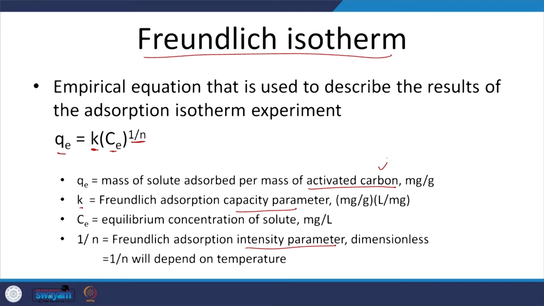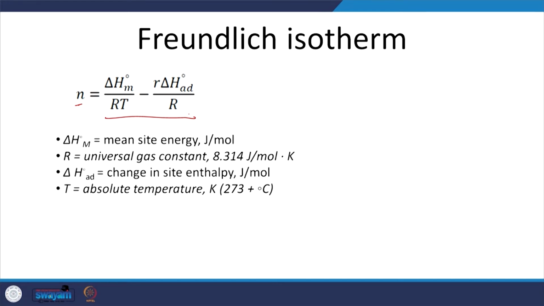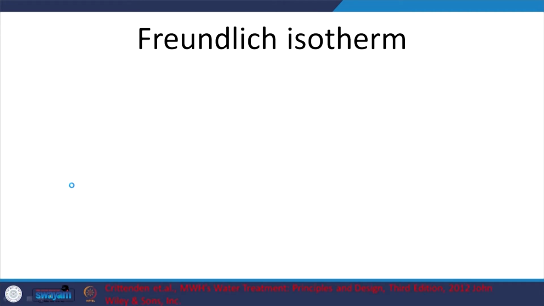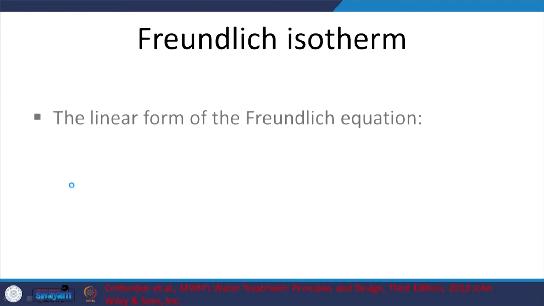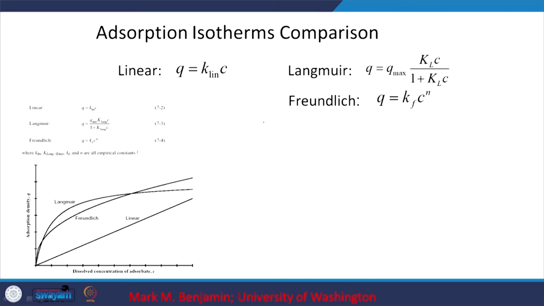And thus n will depend upon temperature, as you can see here, right, enthalpy and such. We will not go into that in detail here, right. One aspect is n will depend upon temperature. That's something to keep in mind. So for the Freundlich isotherm, linear form, obviously I have Q is equal to K C to the power of 1 by n. So obviously if I take the logarithm, Y is equal to mx plus C, right.